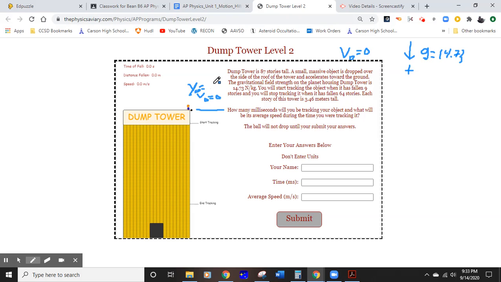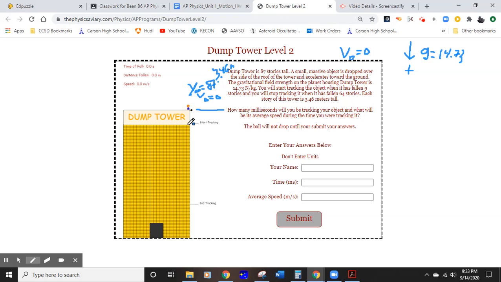Y0, our initial height here, is going to be, looks like, 87 stories tall. So 87 stories times 3.46 meters. That'll be our initial starting height right here.